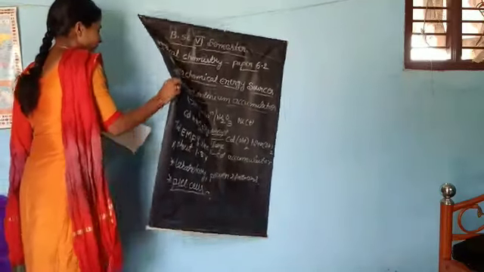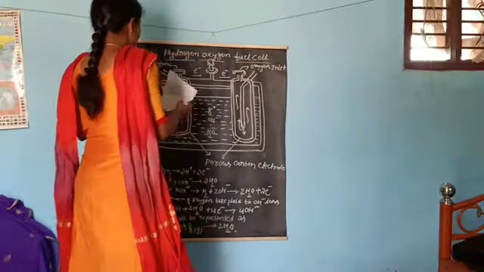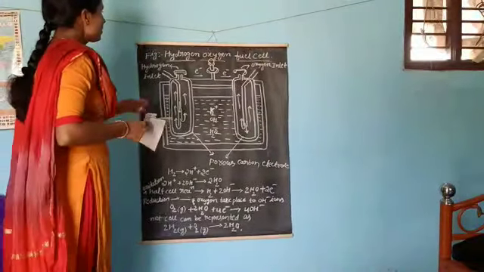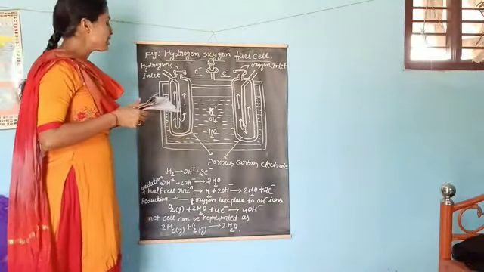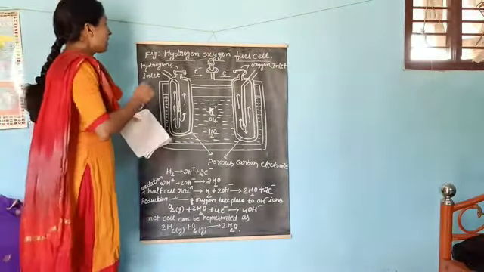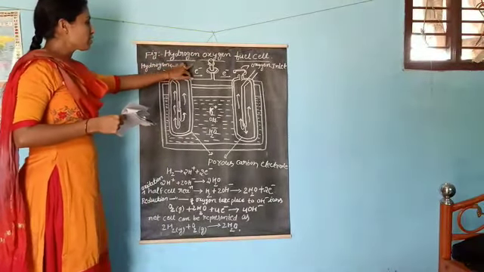Now we shall discuss the hydrogen oxygen fuel cell. The definition of a fuel cell: a device that converts chemical potential energy into electrical energy.